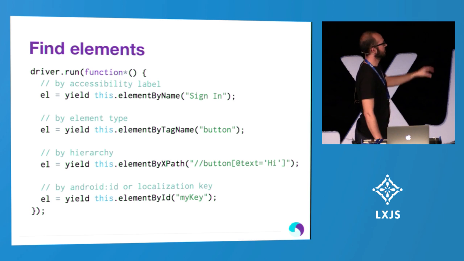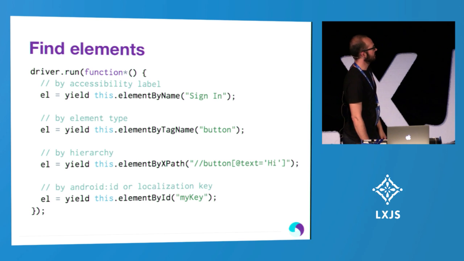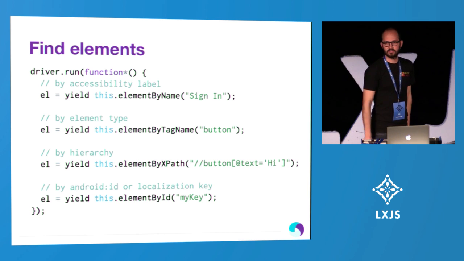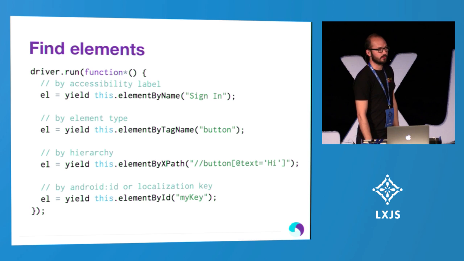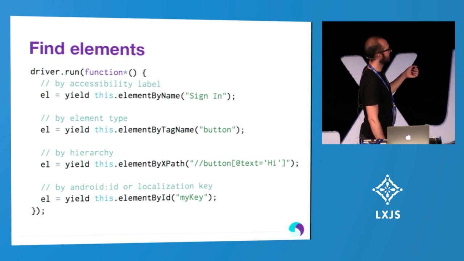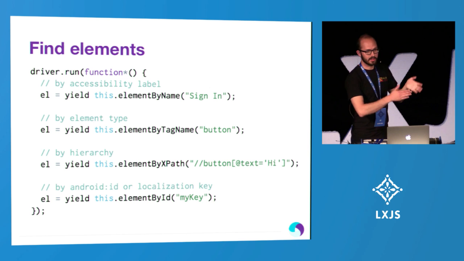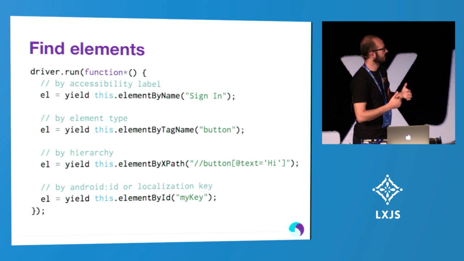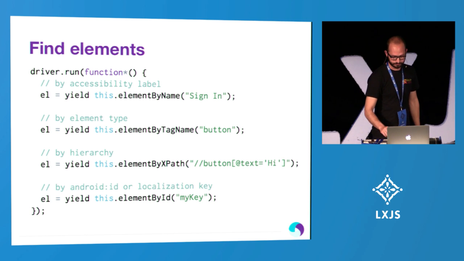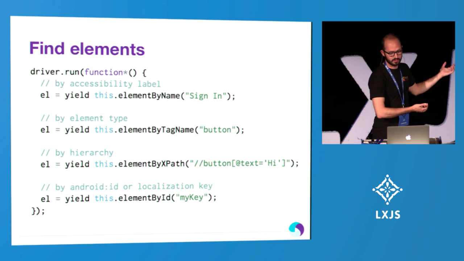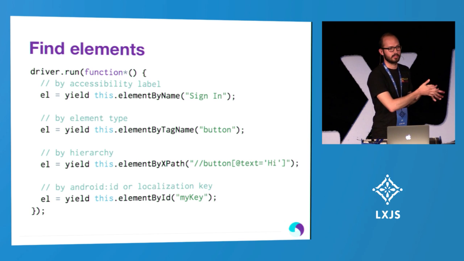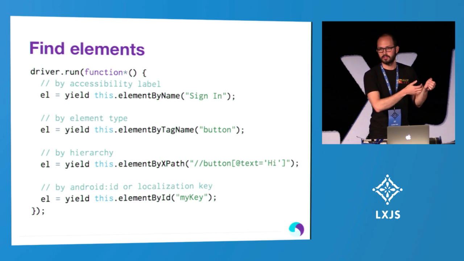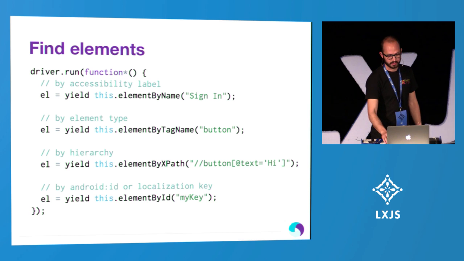I won't go into detail about the different ways to find elements in Appium right now. There's basically 4, and they are similar to the ways that you find elements using WebDriver if you're already familiar with that. We can find elements by their accessibility label, by their type, by their position in the UI, or by their ID or localization key. And when we call these functions, we get an element object, which we can then call different methods on in order to interact with that object.